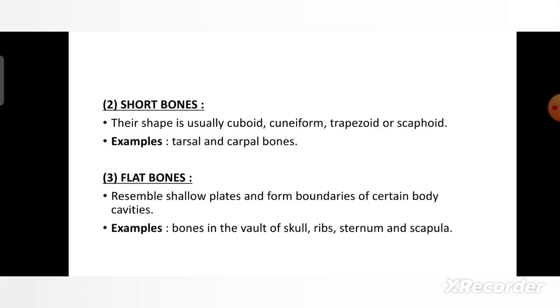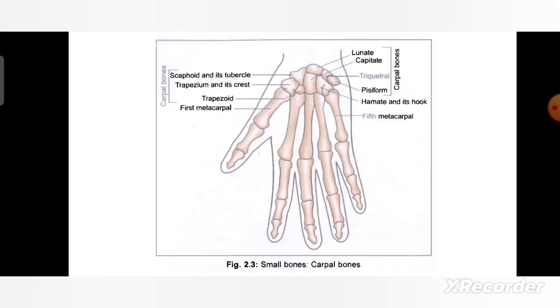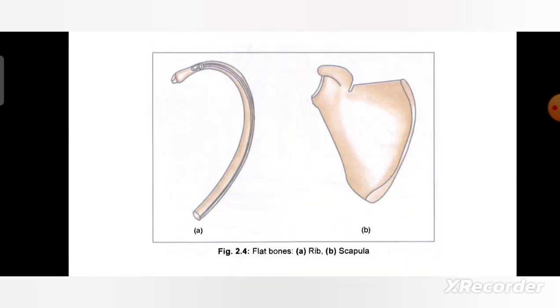Next are the short bones. Their shape is usually cuboid, cuneiform, trapezoid or scaphoid. For example, tarsals and carpus bones in foot and hand respectively. Flat bones resemble shallow plates and form boundaries of certain body cavities. For example, bones in the vault of skull, ribs, sternum and scapula. These are the carpals, which are the examples of the short bones. These are the flat bones. First are the ribs, second is the scapula.